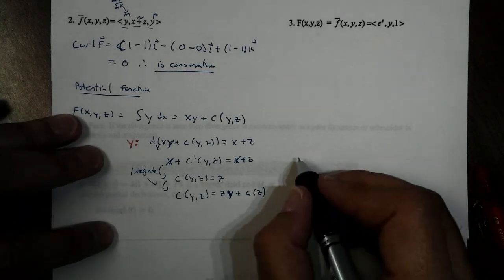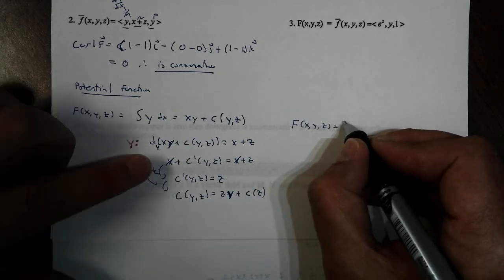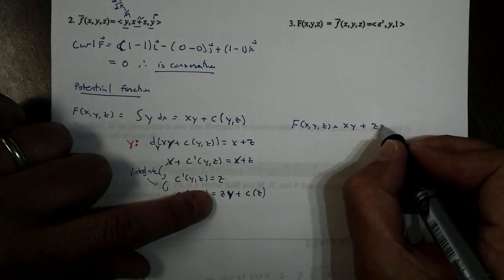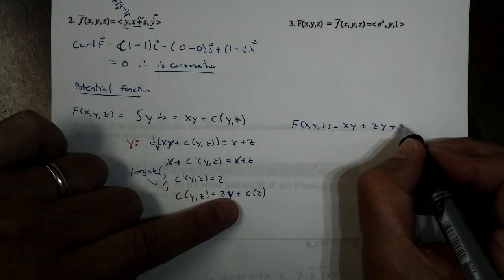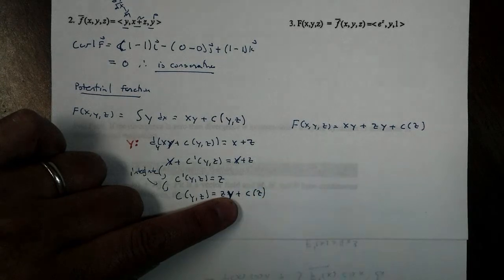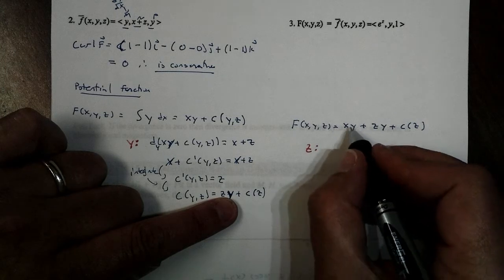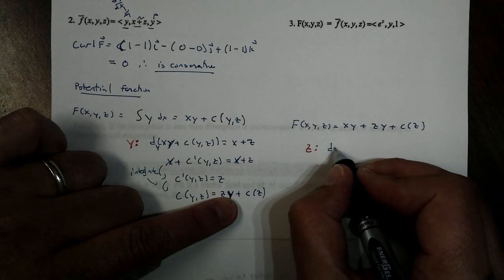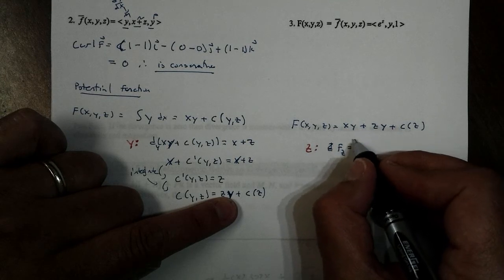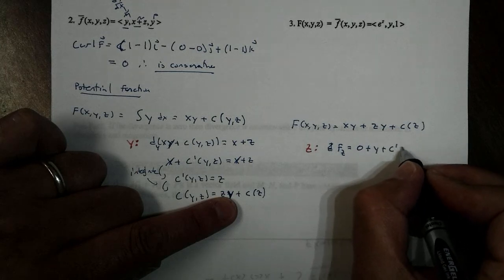All right, so let's go ahead and write out what our current function is right here. F of x, y, z equals xy plus zy plus my constant in terms of z. So now I'm just going to do this. Ready? Now I got to find z. Well, to get z, I am just going to take the derivative of my function with respect to z. So I'm just going to call it like this, a little bit shorter. F of z, the derivative with respect to z, well, that's just 0 plus y plus c prime of z.